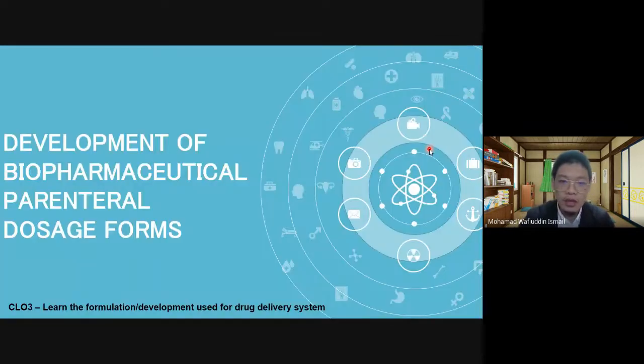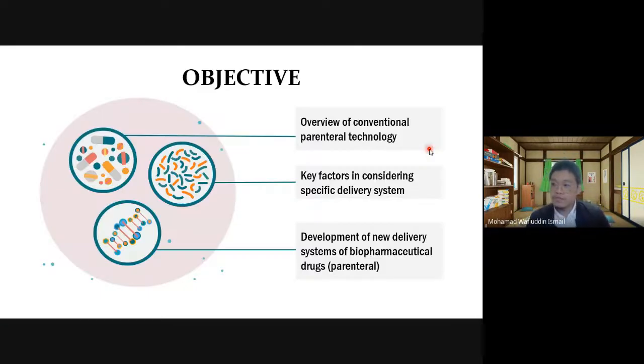Okay, right. So first we look at the development of biopharmaceutical parenteral dosage form. The objectives for today: we will look at the overview of conventional parenteral technology, then key factors in considering a specific delivery system, and the third one will be the development of new delivery systems of biopharmaceutical drugs.